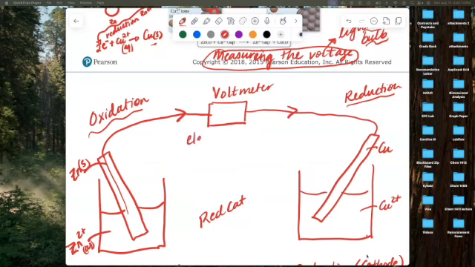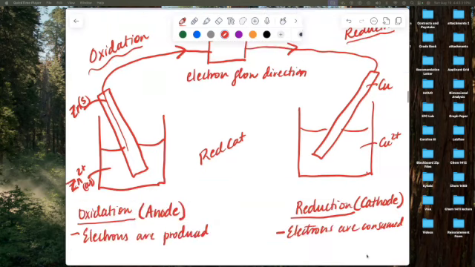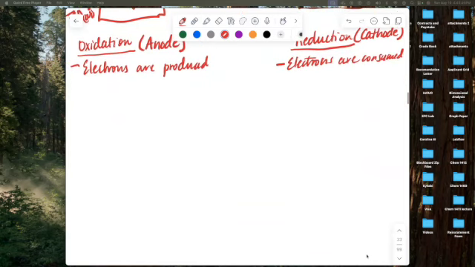Electron flow direction. Wait, let me write this better. Electron flow direction. It's flowing from the oxidation side to the reduction side. Before I finish the story, what causes the electrons to flow? Just because we said oxidation is left and reduction is right? Not necessarily. Let's detour back to physics.